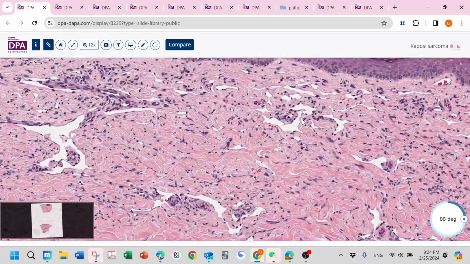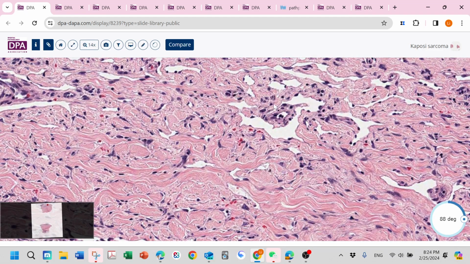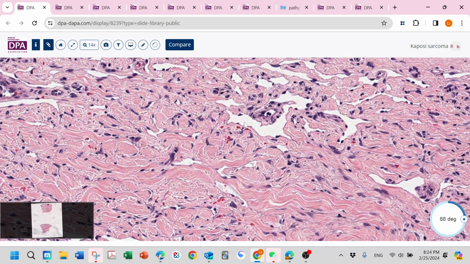But why I want to show you this lesion is because we have one slam dunk feature of Kaposi sarcoma. You can see an endothelial cell forming this blood vessel, and inside the blood vessel there is blood vessel growth. This is called the promontory sign. This is characteristic for Kaposi sarcoma. If you see this, you're almost sure this is Kaposi sarcoma.